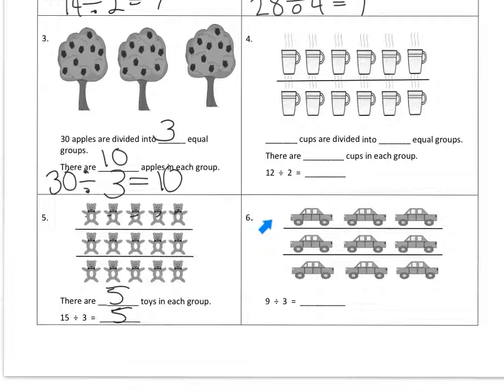We have 3 rows. 1, 2, 3, and there's our 3, because 3 is a factor here. 9 is our total. There are 9 total cars into 3 groups. How many are on each row? 1, 2, 3. So 9 cars, pardon me, into 3 rows gives me 3 cars on each row. The 2 3s are our factors.